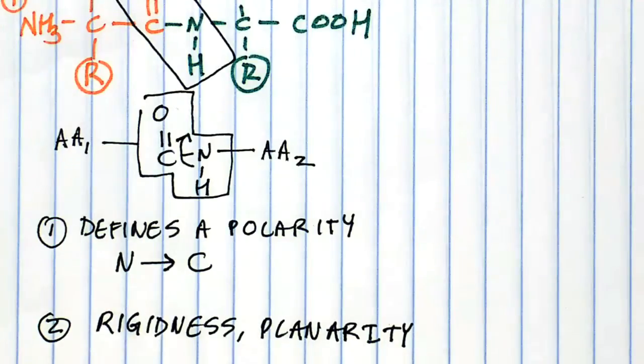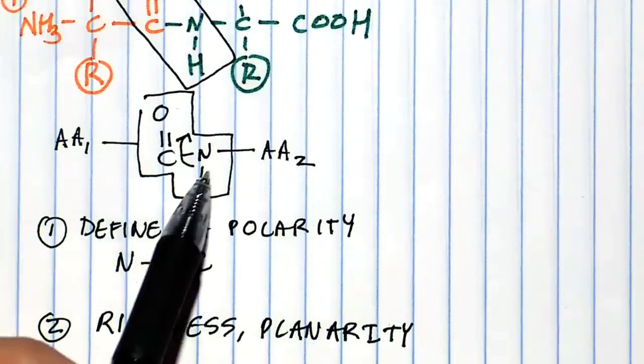It makes sense if you think about it, because you want that bond that joins two amino acids together, that will eventually constitute your protein, to be rigid. You don't want it to be easily labile. You don't want that bond to be easily breakable. Okay? So rigidness and planarity.